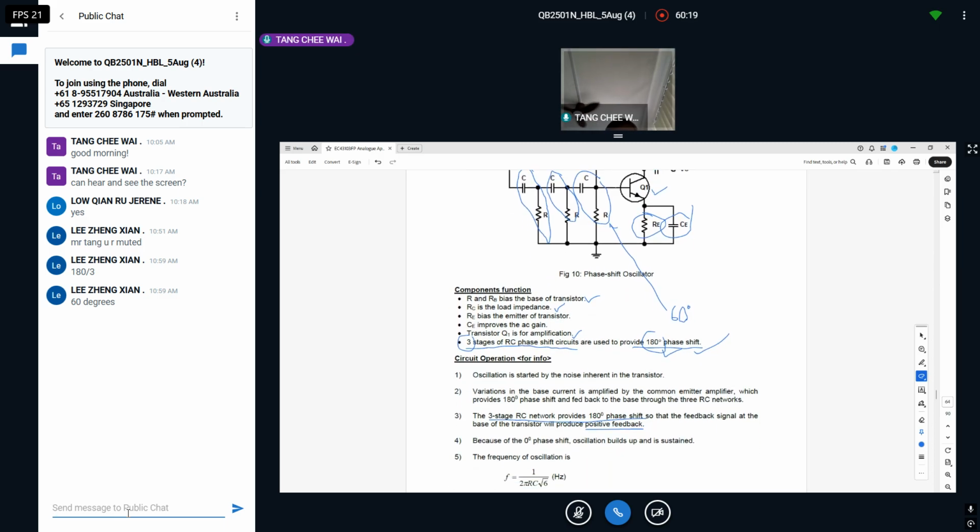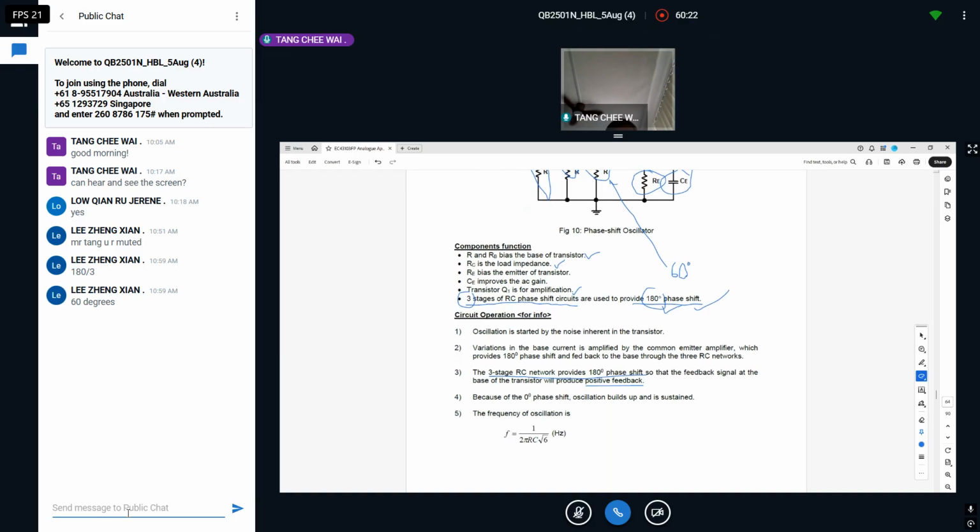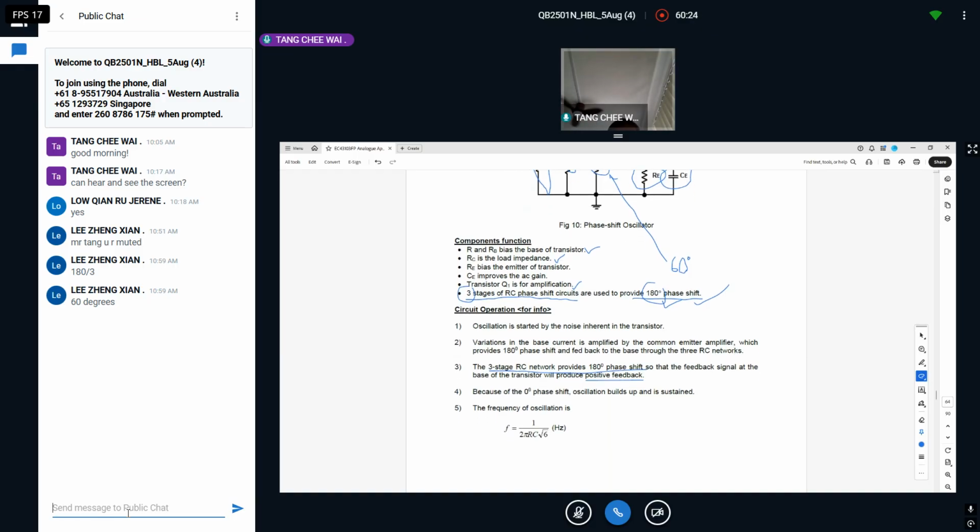Now we look at the operation, just like what we have seen, but this is much shorter here. Our observation starts with some noise in the transistor. So of course there are changes in the base current. Just now I mentioned you must have base current. And then of course the amplification can take place. The transistor will switch on, which gives us a 180 degree phase shift. And then this phase shift is fed back to the base.